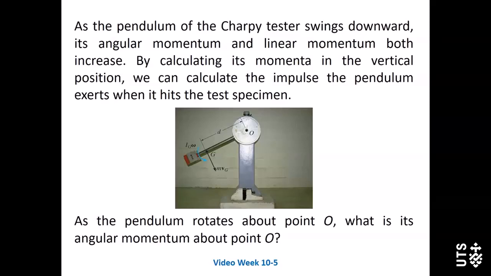We watched a video before to show the mechanism of a Charpy test. When designing this test, we must make sure the kinetic energy of the pendulum can be absorbed by the test specimen. But how can we make sure?